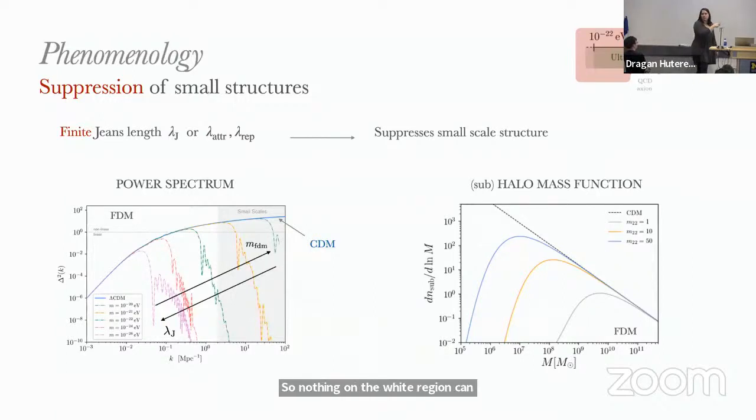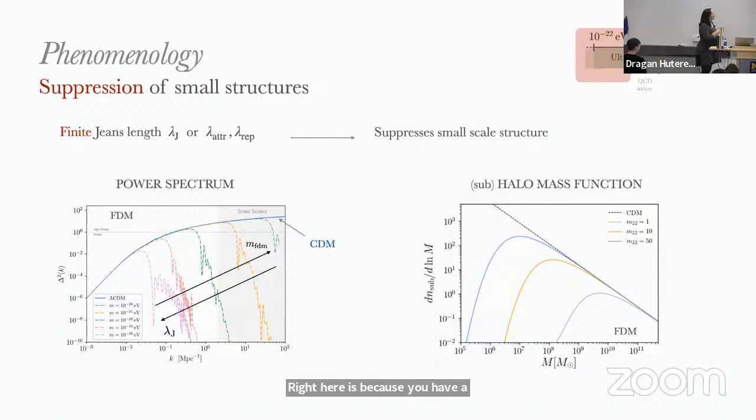But I'm just showing here to illustrate how the fact that you have this quantum pressure, the fact that you have this wave-like behavior that counteracts gravity on small scales, is going to produce a suppression of the power spectrum. And you can already see that that is very similar to what we showed, for example, for warm dark matter or even atomic dark matter, right? So this type of signature is degenerate with, for example, warm dark matter, although the reason why you have the suppression is very different, right? Here it is because you have a Jeans length that is finite.